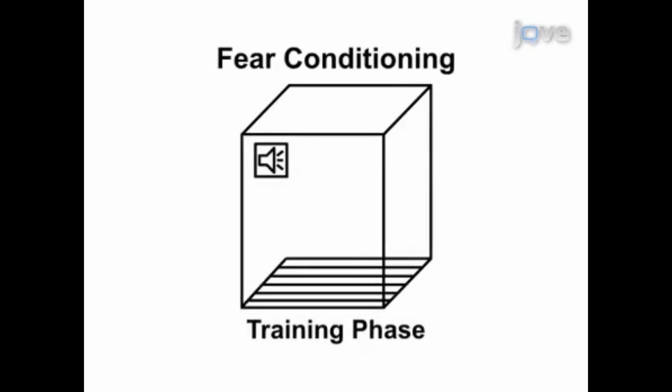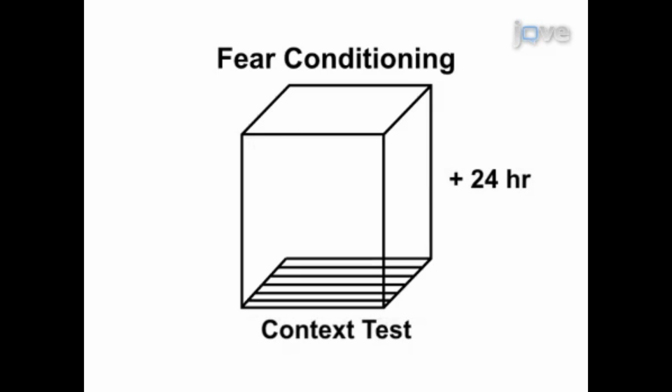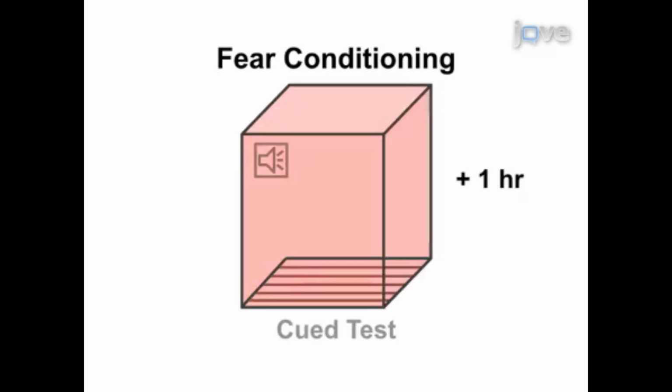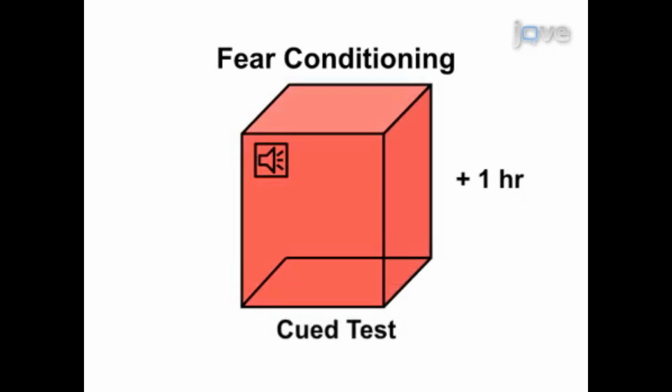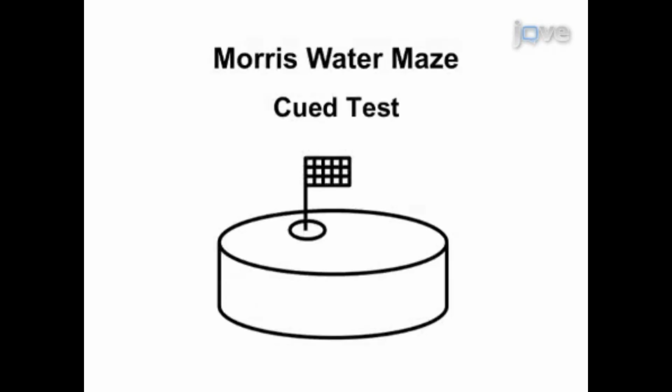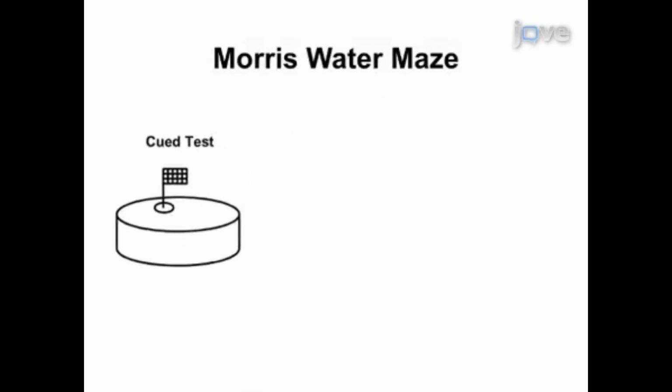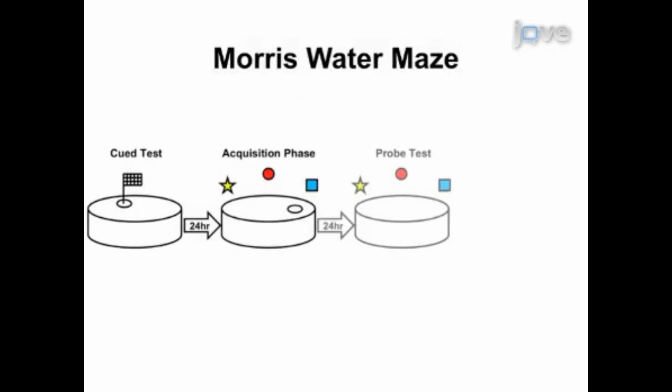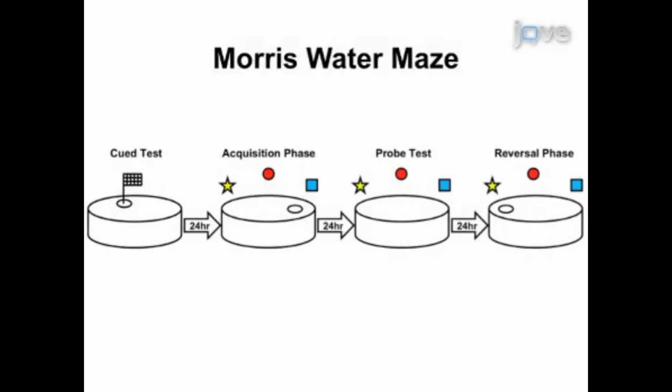Fear-based memory formation using the hippocampus and amygdala-dependent contextual fear conditioning task and the amygdala-dependent cued fear conditioning task is then measured. The final step is to administer the Morris water maze task in order to assess spatial learning, spatial memory, and reverse learning ability.